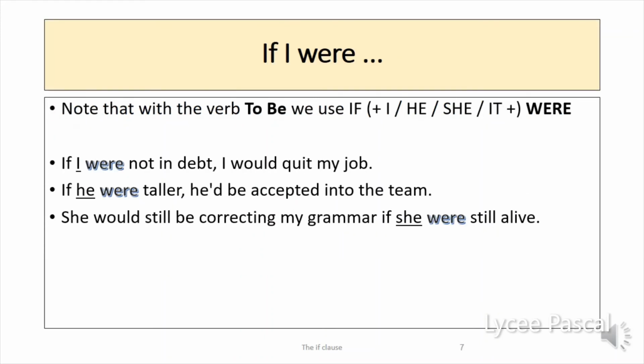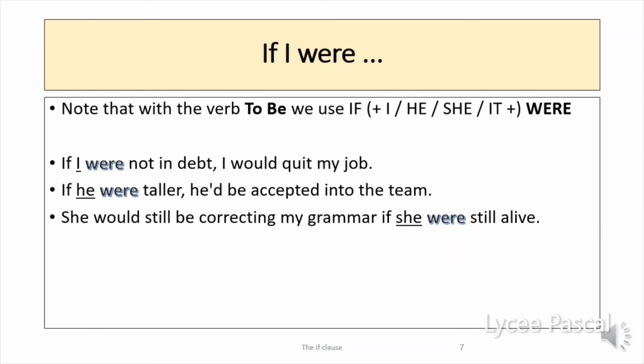Then we have if I were. This is what happened on the second slide. They used was. I said it is wrong. Always we have to use were: if I were, if he were, if she were. We use were with I, he, she, it, we, you, and they if we have a condition. We never use was.